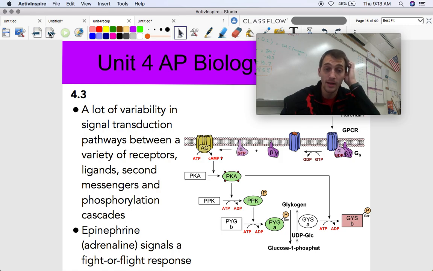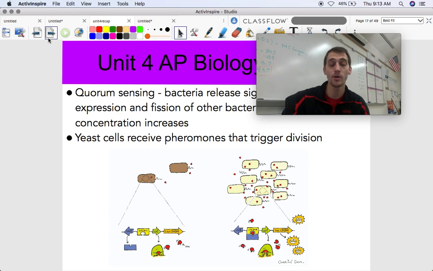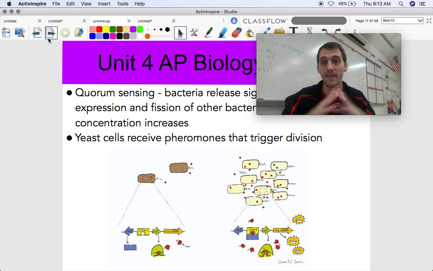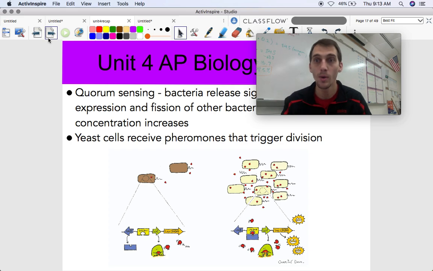Epinephrine, aka adrenaline, signals a fight or flight response. So if you've ever heard of epinephrine and adrenaline, you are in a situation where you have to fight for your life or run for your life. Your adrenal glands above your kidneys are going to release a whole bunch of epinephrine, and that's going to tell cells what to do here.